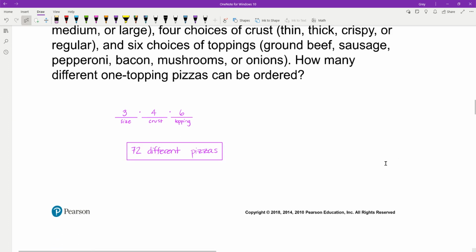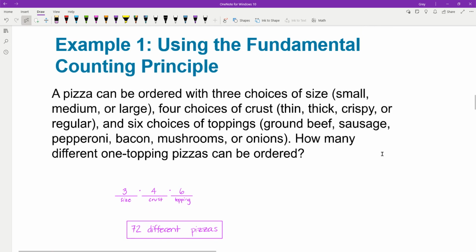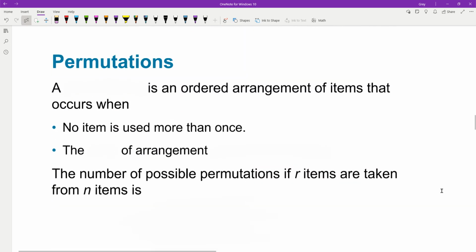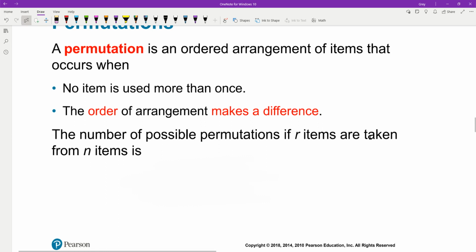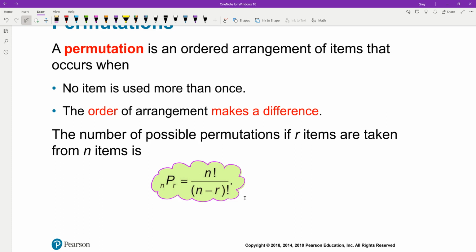Okay. Now, a special application of the fundamental counting principle is something called a permutation. And it is an arrangement when no item is used more than once, but most importantly, it's when the order of the arrangement makes a difference. Okay? And if you were talking about a permutation, here is our formula. n factorial over n minus r factorial. And yes, you have a button on your calculator. If you can't find it, let me know. I'm going to work it out by hand just to make sure you know how to do it in case you can't find that button. But you should come see me if you can't find it.